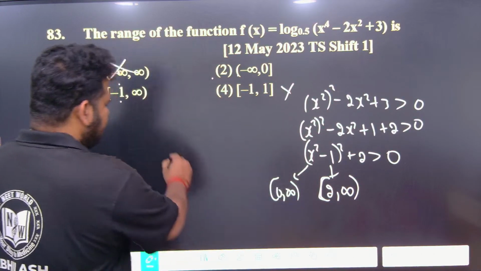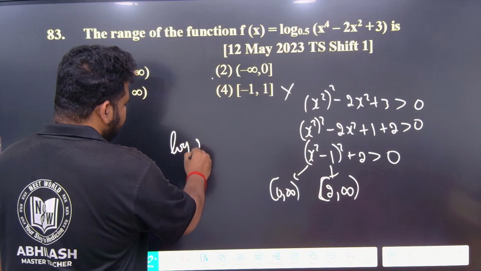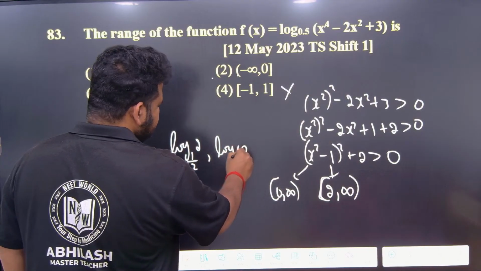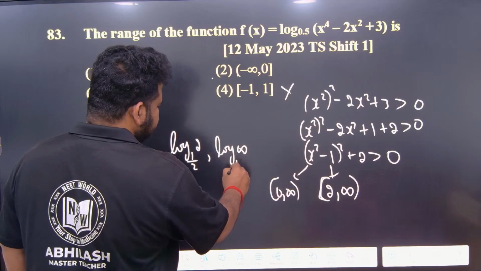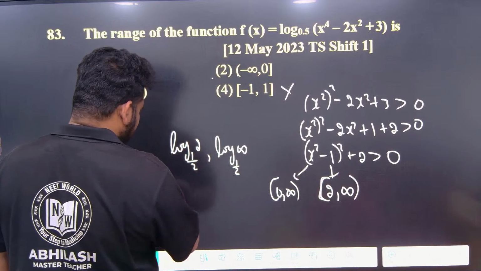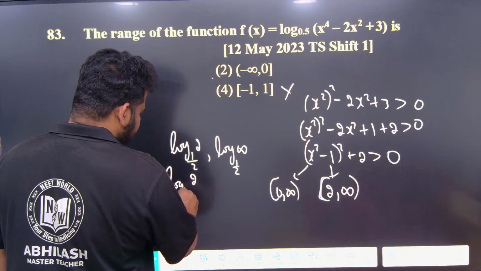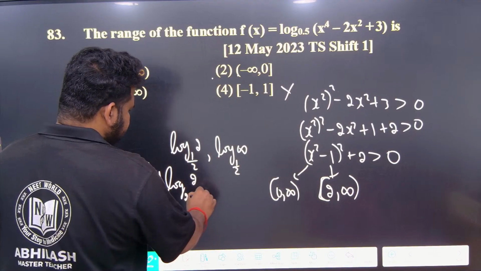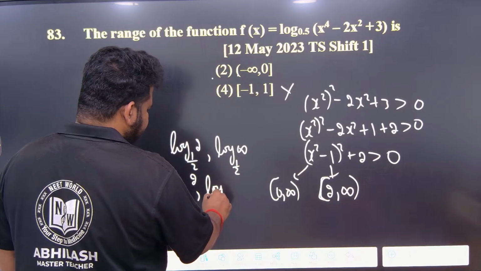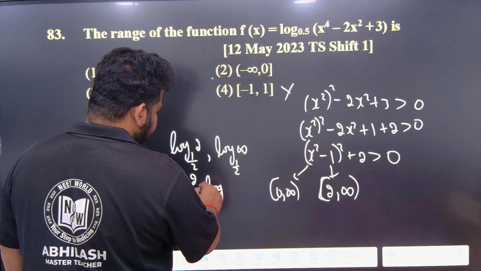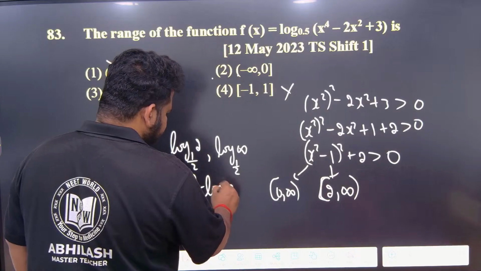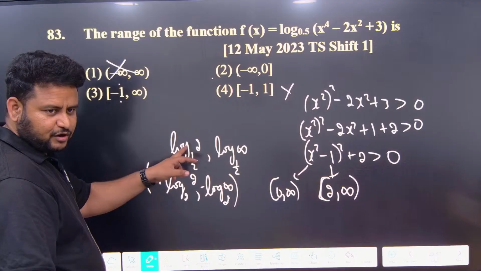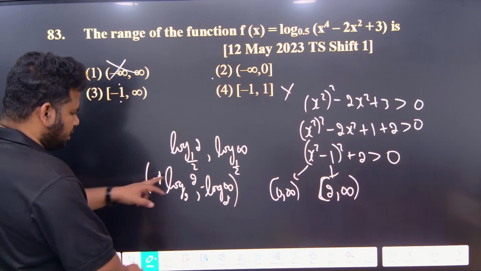If I apply it, log of 2 to base 1 by 2 comma log of infinity to the base 1 by 2. So 1 by 2 I can write as 2 to the power of minus 1. Minus 1 will come outside. So this will become minus of log of infinity to the base 2. Understood? 2 I take upside, 2 to the power of minus 1, minus 1 will come outside. So log of 2 to the base 2 is what?